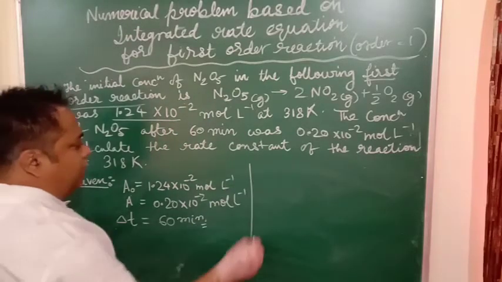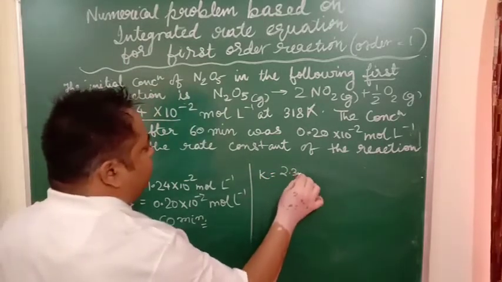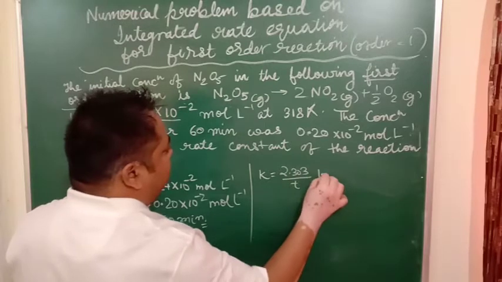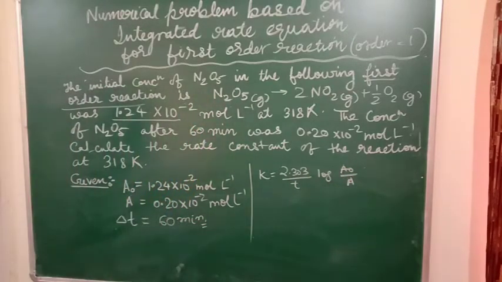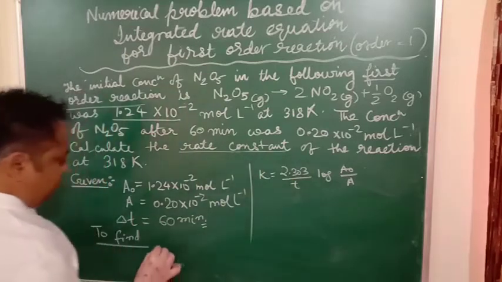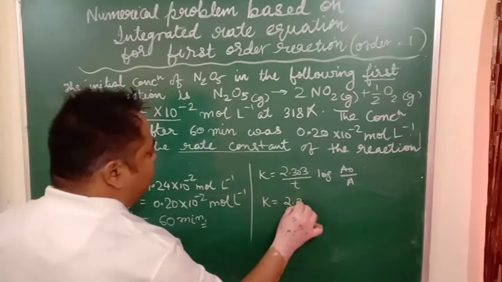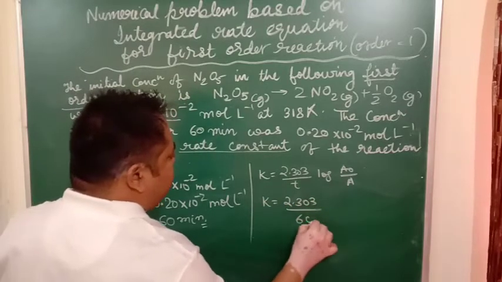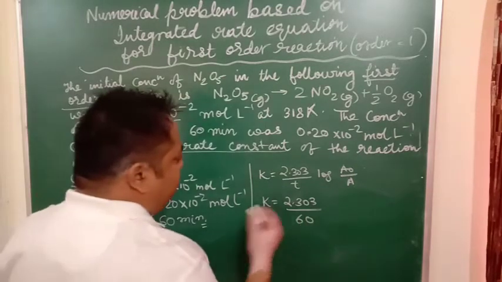Now we know that K is equal to 2.303 by T log A0 by A. Now what we have to find out? To find the value of rate constant K. So we'll put the values and get the answer. K will be equal to 2.303 by 60. Whatever value will come in terms of minutes, you can convert this into seconds also. That's not an issue.